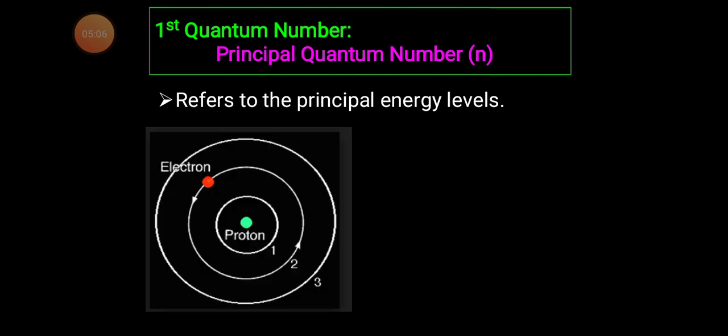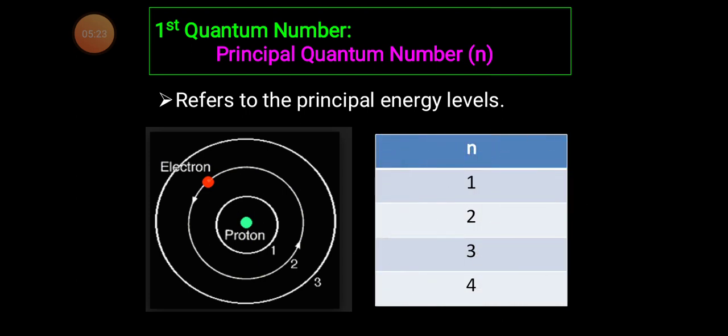Look at this structure of an atom. The central part is the nucleus, and the extranuclear part is called the electron cloud, where the electrons are present in different regions. We have the first orbit, second orbit, third orbit. Small n decides the energy level, that is, the orbit, and the values are indicated by 1, 2, 3, 4.